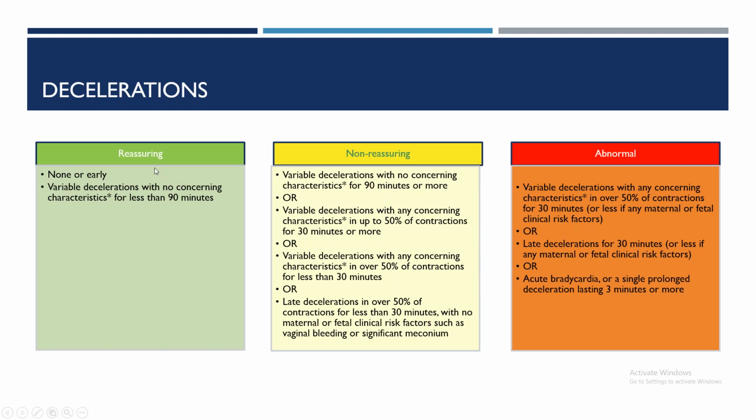Now, as I told you, C for reassuring and C for abnormal features. So now go for abnormal features. Acute bradycardia or a single prolonged deceleration of 3 minutes or more is always an abnormal feature. Acute bradycardia means less than 100 and it has occurred suddenly and is persisting. Or a single prolonged deceleration of more than 3 minutes is an abnormal feature.